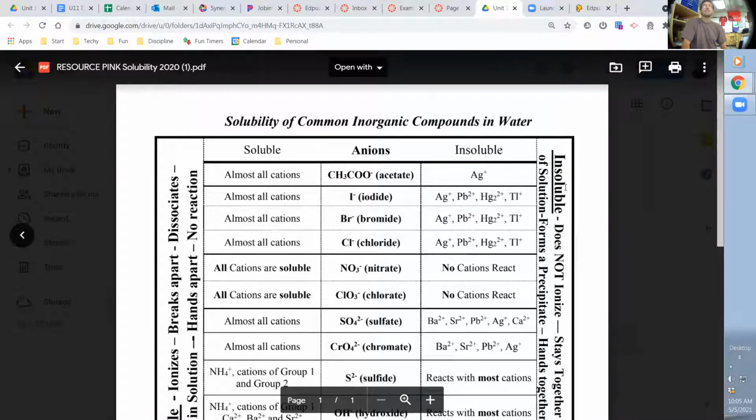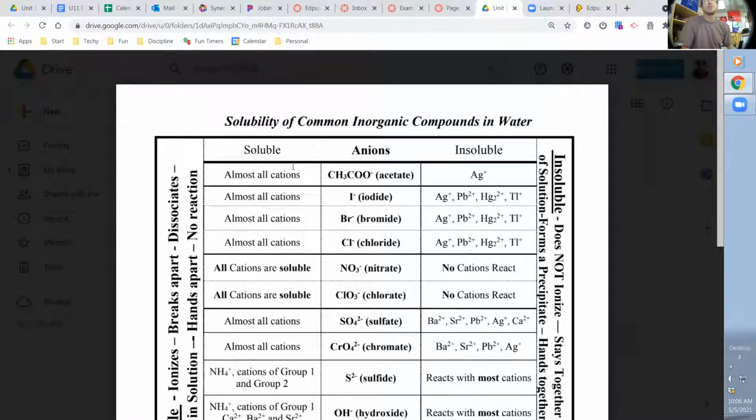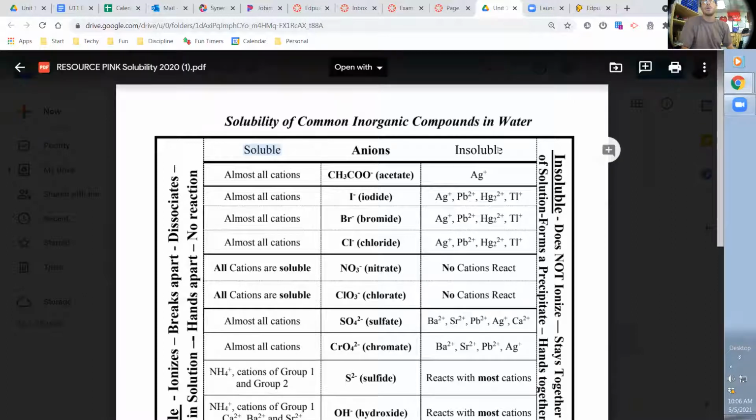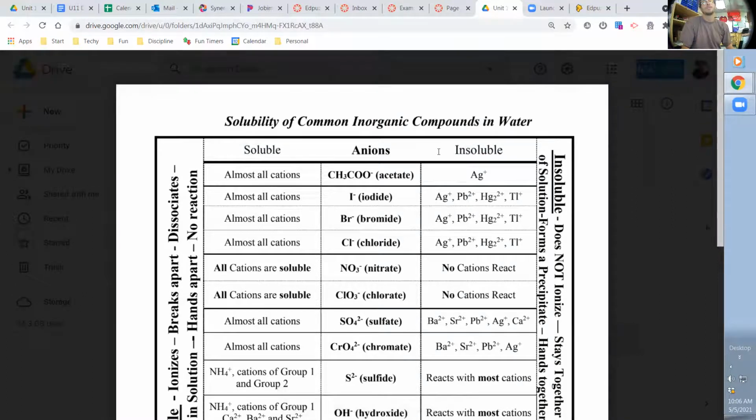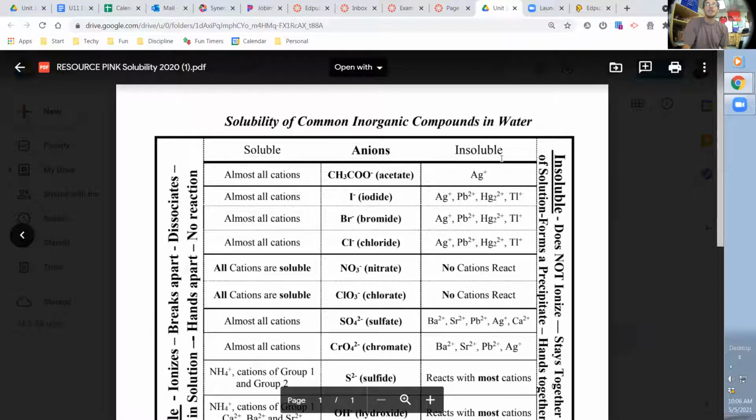Okay, so the way to use this chart is to first know that this chart is meant for you to determine which molecules are soluble or insoluble. And the way that you should do that is first by looking at the anions. That's the negative ions that are usually written second in the ionic compounds. So if you look at the anions, it will tell you which cations are soluble or insoluble.